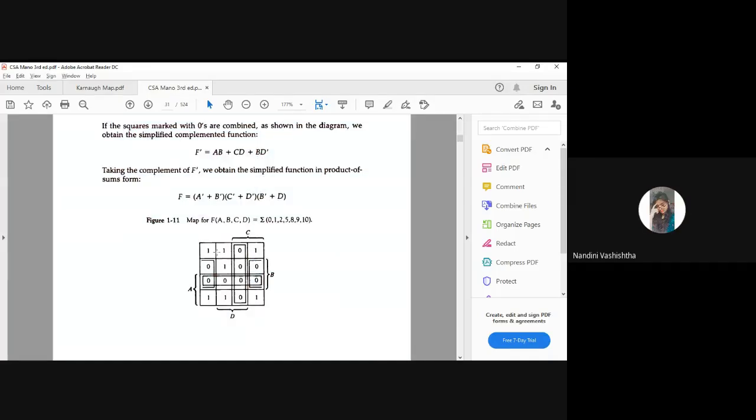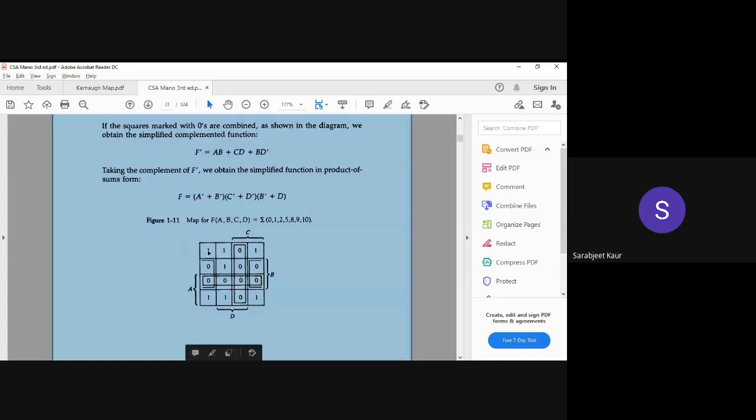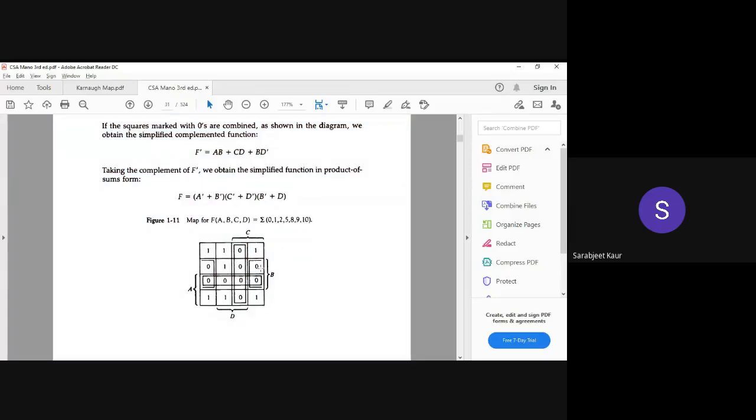So let us try and reduce. This is the first quad. What will I get corresponding to this? I will get AB. What is this? The first row is A dash B dash, then this is A dash B, and this is what? AB. And what is this row? This is CD.